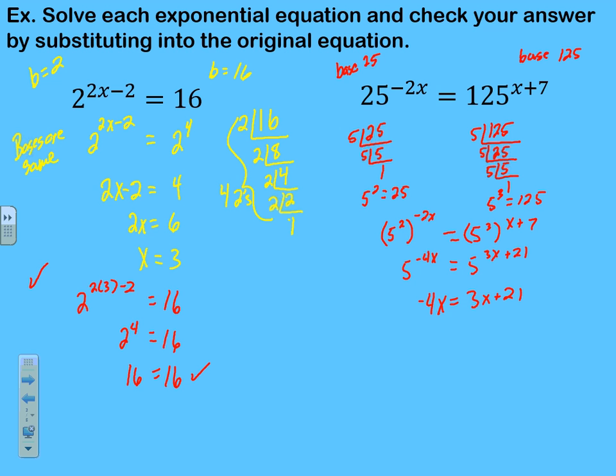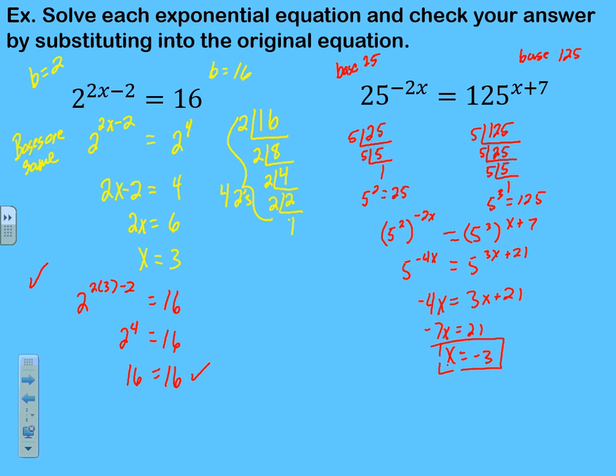Here in this case, since negative 4x is by itself, I'm going to take the 3x from the right side, move it to the left side. So I'm going to subtract 3x from both sides, and that's going to give me negative 7x equal to 21. Divide both sides by negative 7, and x in this case will equal negative 3.